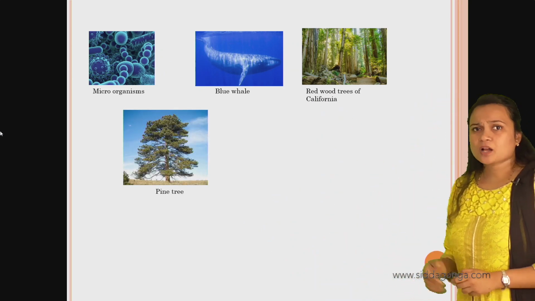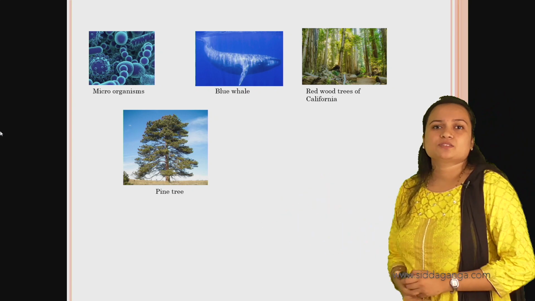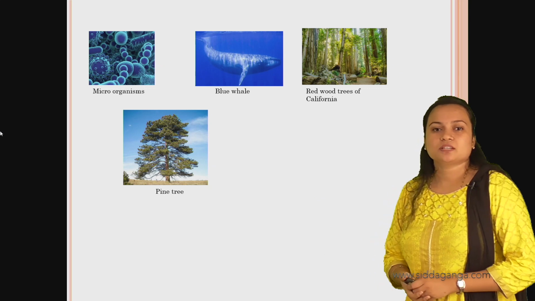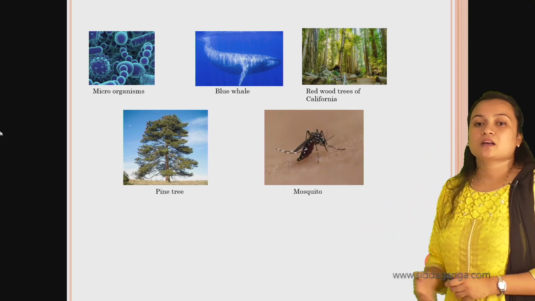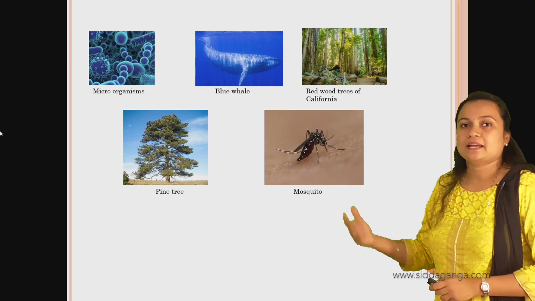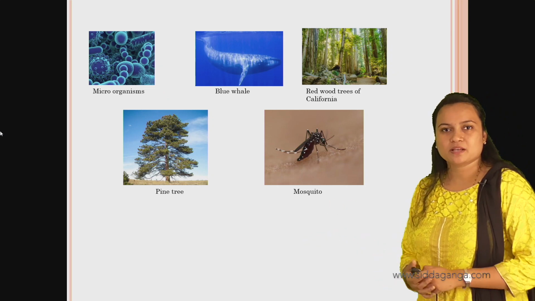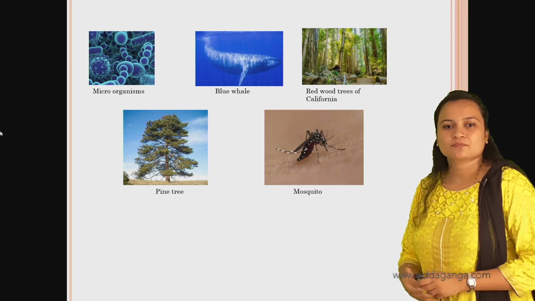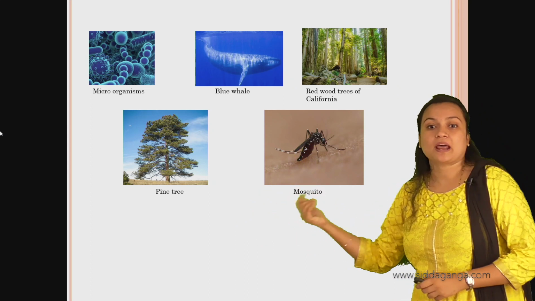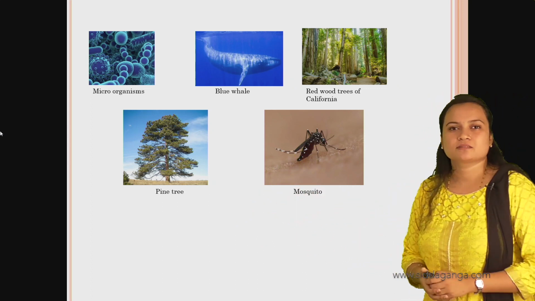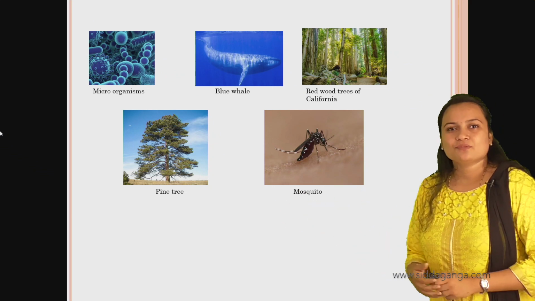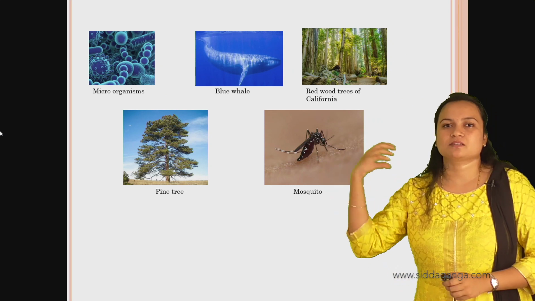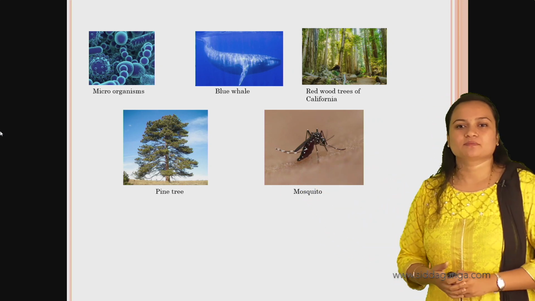Then coming to the lifespan, for example, pine trees will live for approximately 1000 years, whereas there are some insects that live for a few days, for example mosquito. So can you see the difference in lifespan? Here pine trees live for 1000 years, whereas the mosquito only for a few days, right? So can you see the difference? Each organism species has its own lifespan, right?